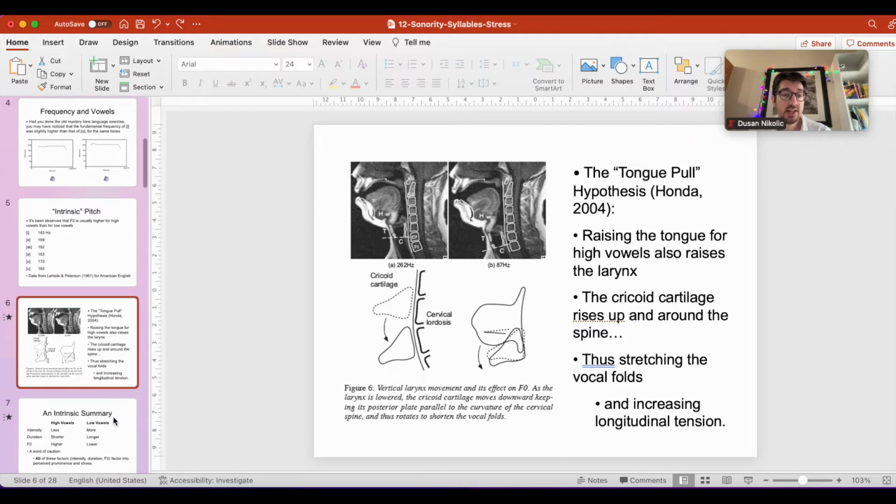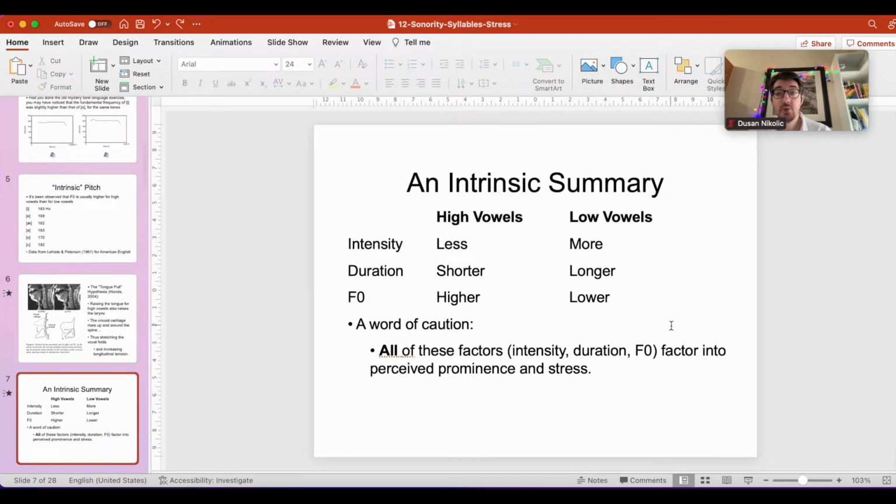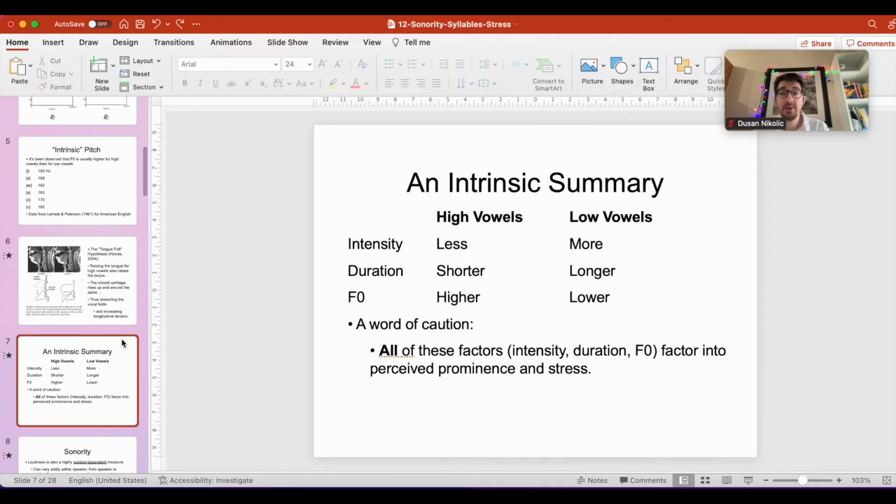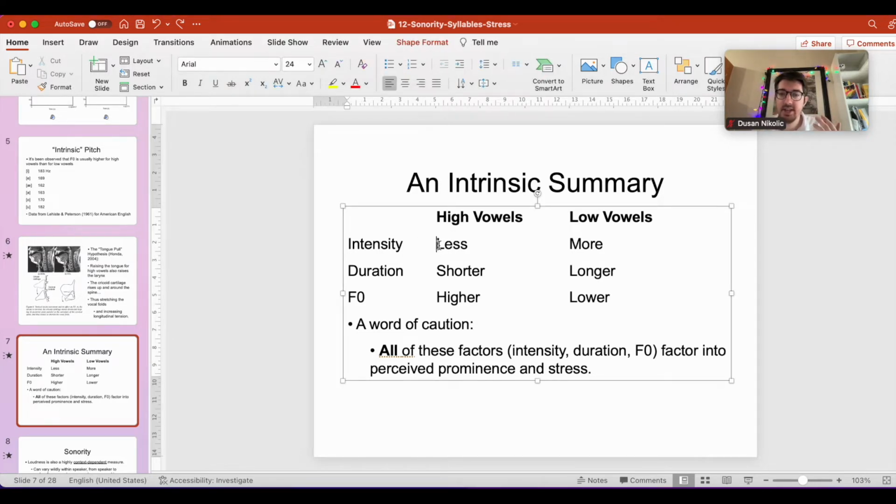So that's one explanation. And to summarize the properties of vowels, which we call intrinsic, which means that they are embedded within vowels, that's the nature of vowels, right? High vowels are less intense, they're shorter than low vowels, but they are higher in pitch. Low vowels are more intense, so they have greater intensity, they're louder, they're longer, but they're lower in pitch.